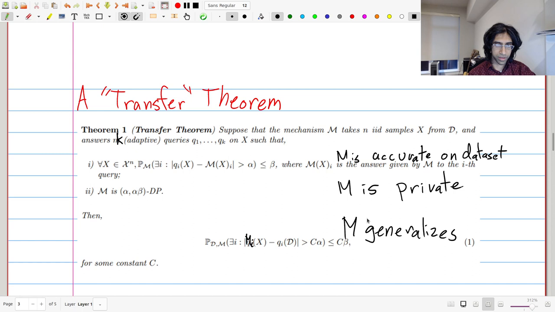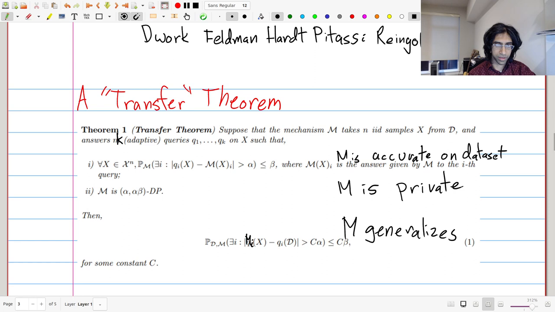Let me just give a little bit of bibliographic information. This connection between differential privacy and generalization is a little bit folklore, but the connection in the setting of adaptive data analysis was first discovered by Dwork, Feldman, Hardt, Pitassi, Reingold, and Roth. This was first discovered by them in roughly 2015.